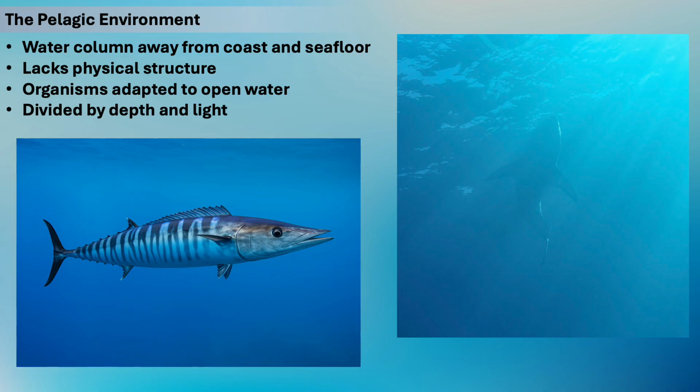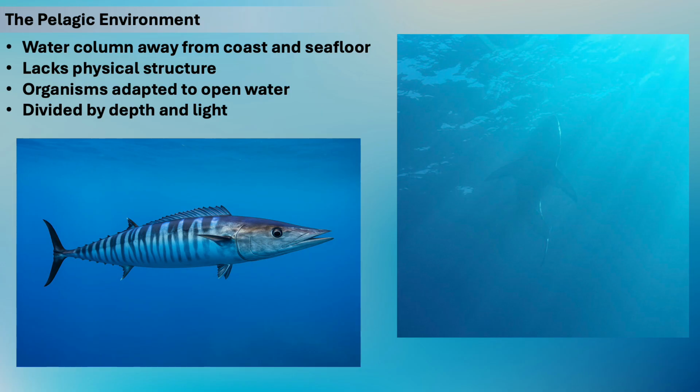Detecting prey in a relatively featureless environment requires specialized sensory systems. Vision is critical in the open ocean. Many pelagic fishes have large eyes adapted for detecting contrast and motion in clear water. In deeper, dimmer environments, this shifts. Some mesopelagic fish have upward-facing tubular eyes that detect silhouettes against the faint light from above.